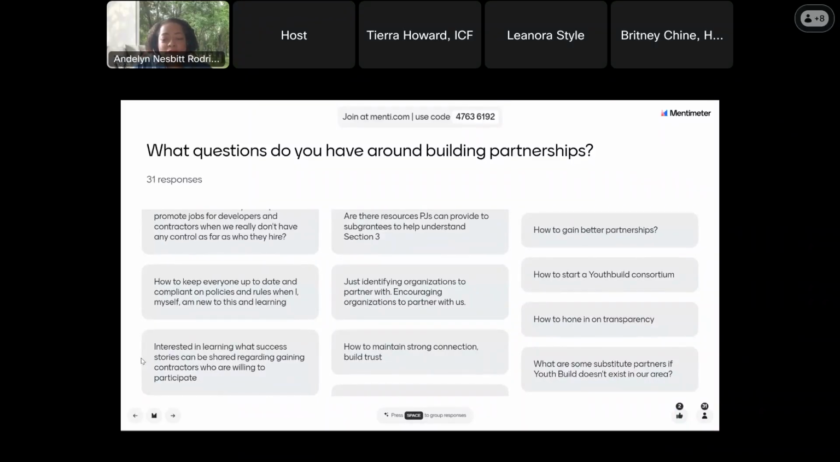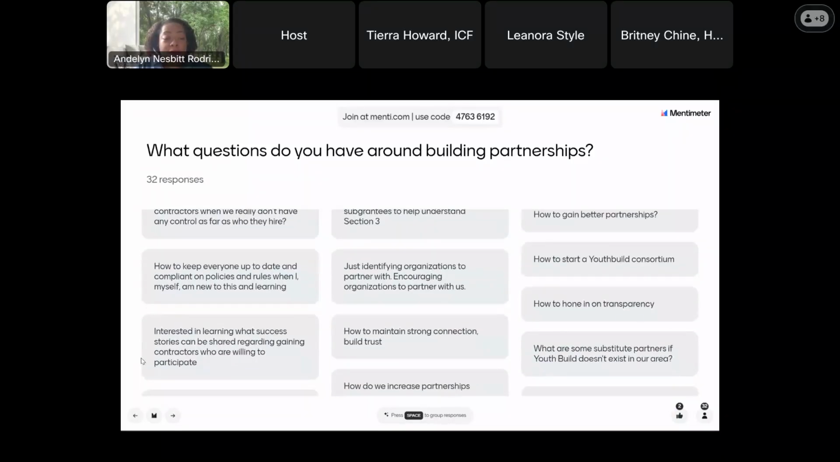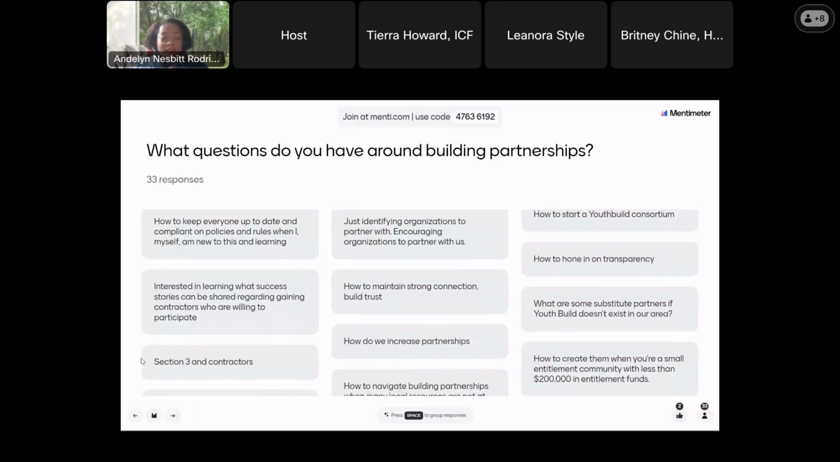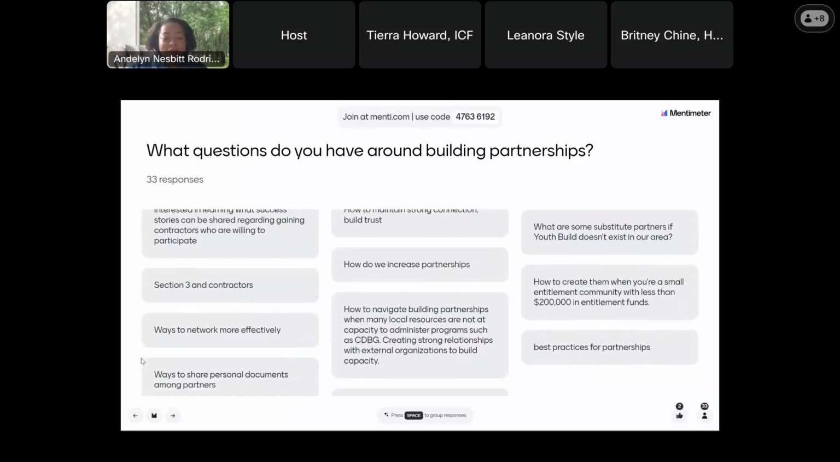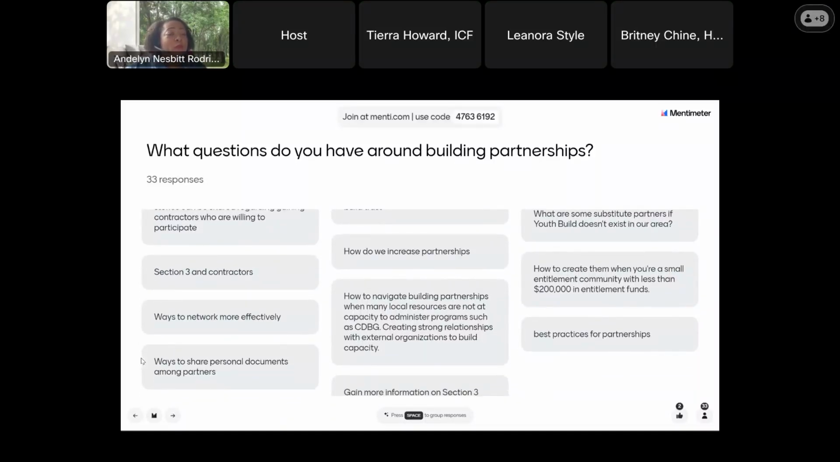How to start a YouthBuild consortium. That's awesome. And that's definitely would be helpful to Section 3. Okay. How do we increase partnerships? Section 3 and contractors. All right. Thank you. Best practices for partnerships. Hopefully we can give you guys all of this, some of this today, a lot of it today. All right. Wonderful. Thank you so much, everybody, for participating. This was really great information to have for this session and as we build future sessions. All right. Now we can go on back to the slide deck.